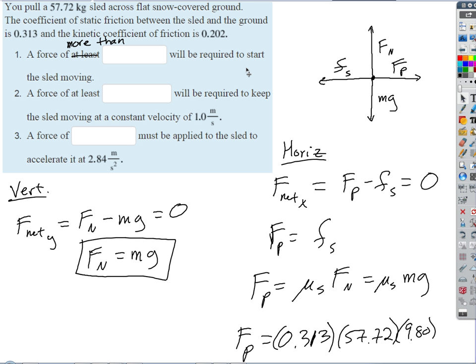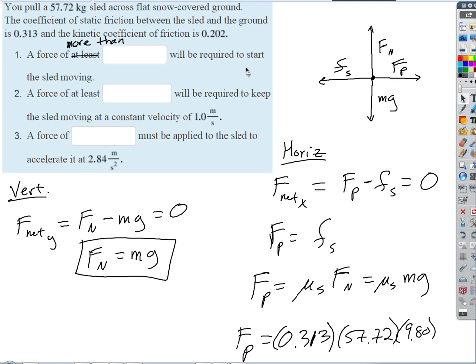So this is very similar to the first one, isn't it? If we're pulling this thing at constant velocity, what's the acceleration? It's going to be 0, isn't it? Because constant velocity means, what's acceleration? Acceleration is change in velocity over change in time, right? If the velocity is constant, it's not changing, and so the acceleration is 0.